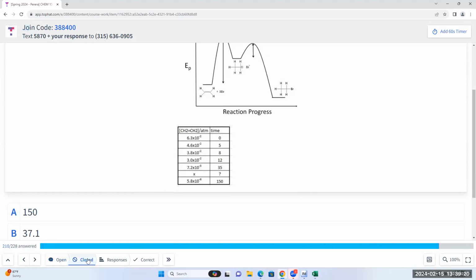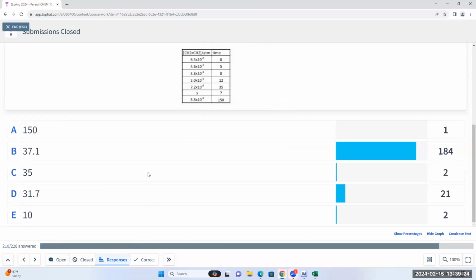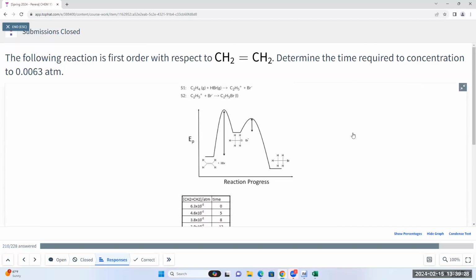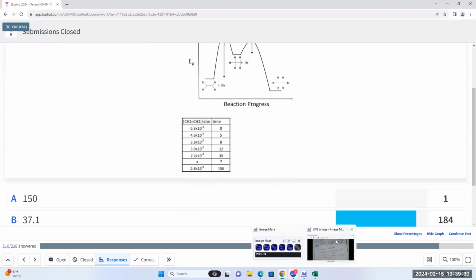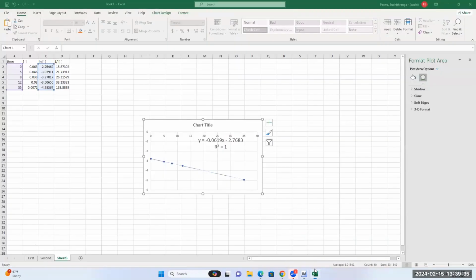Last time we found first order reaction, ln of A. So the most popular answer is 37.1. This is the time. Negative kt. Divide both sides by negative k and get t. And just plug in your values. So I plotted the 3 graphs.